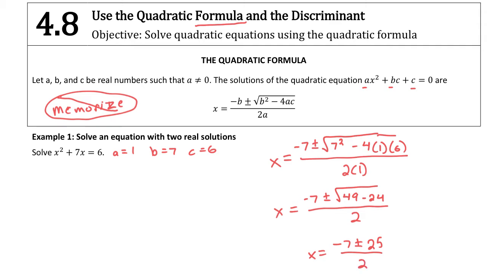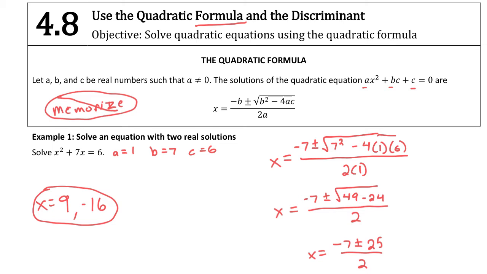So I've got to do two different operations. X can be negative 7 plus 25. Negative 7 plus 25 is 18. 18 divided by 2, one of our solutions is 9. So that's me just taking negative 7 plus 25. Then I take negative 7 minus 25. That's negative 32 divided by 2. My other solution is negative 16. And that allows me to find two solutions.